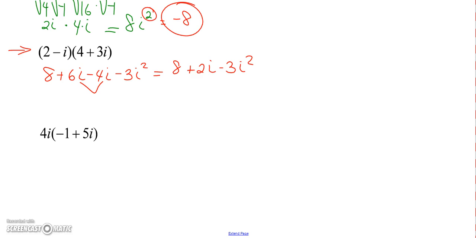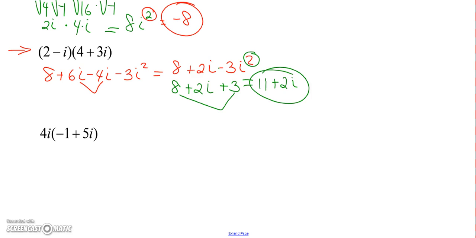And last but not least, going back just like the last problem, we cannot leave an exponent in an answer. So we have 8 plus 2i. This is really minus 3 times negative 1. I'm going to call that all plus 3. And you will most of the time have a couple more like terms to combine. 11 plus 2i, final answer.